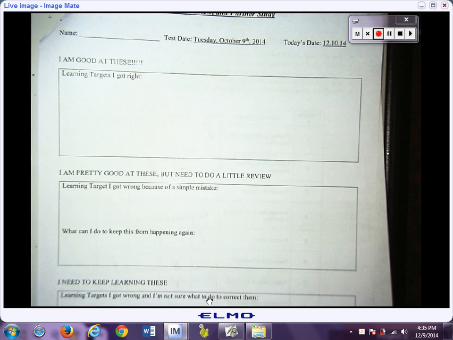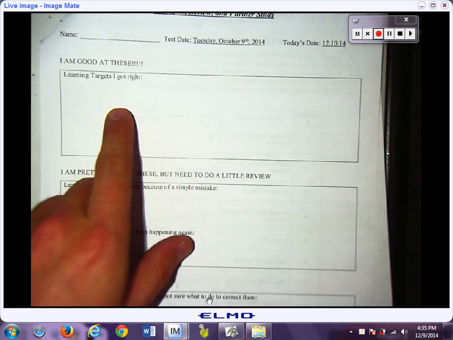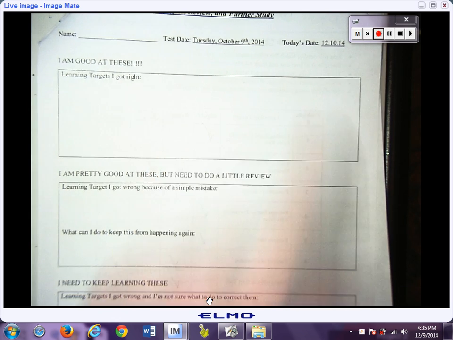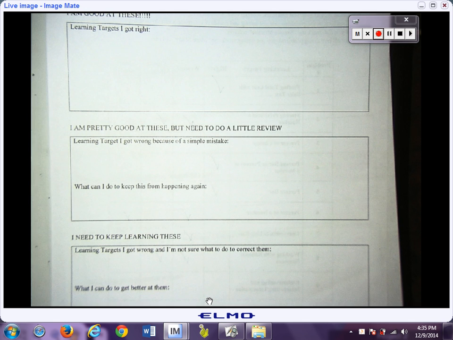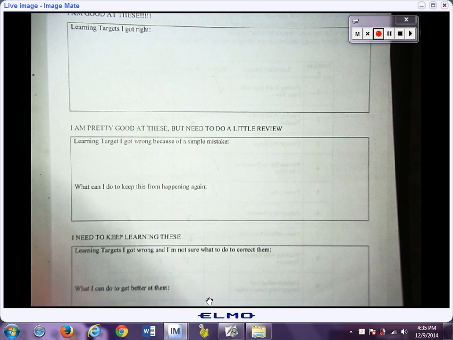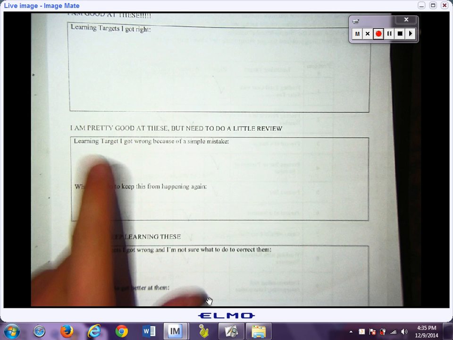I want you to list all the learning targets that you got right in this first box. Of course, if you got 100, then your assignment ends here. But if not, then you need to go to the next step, and that's the next box. What are you pretty good at but need a little more review with? These are the things that you got wrong, but you only missed them because of simple little mistakes. Whatever those learning targets were, go ahead and write them in the paper here.